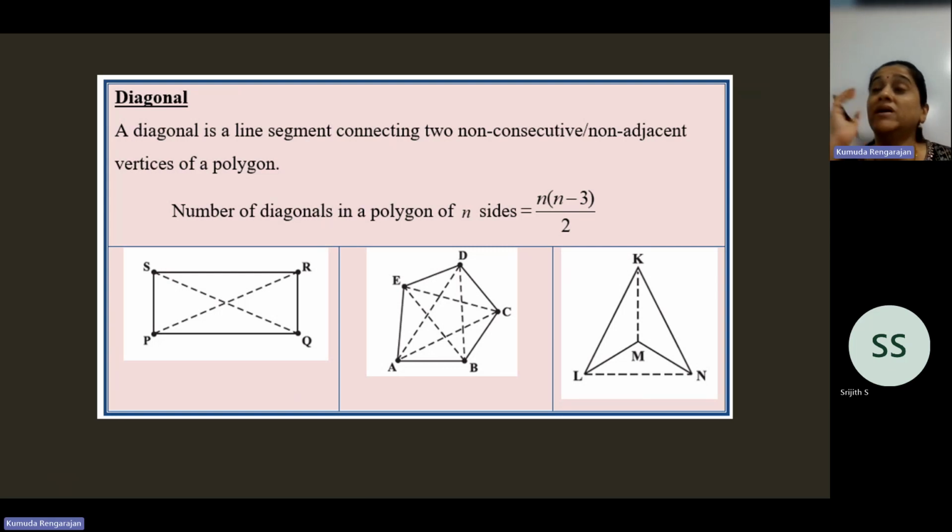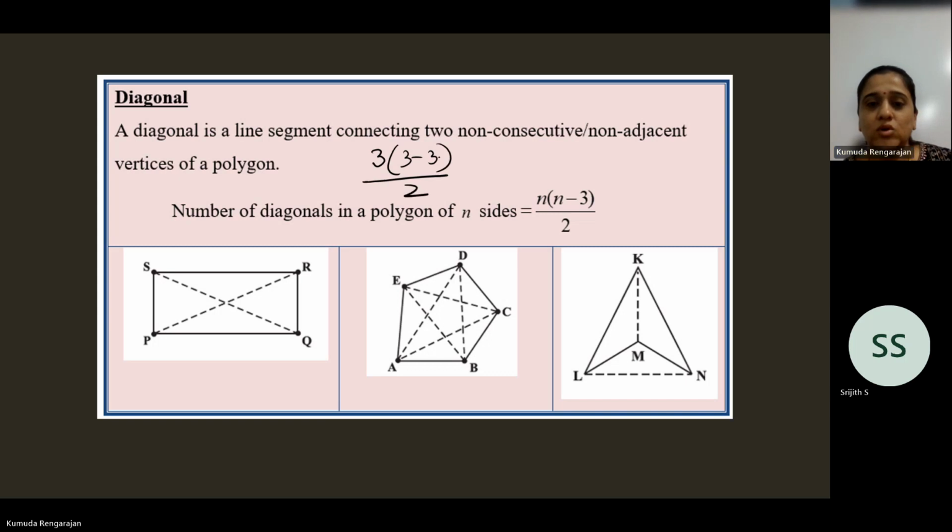Now, a triangle does not have diagonals. So how many sides does the triangle have? 3. 3 into 3 minus 3 by 2. So that is 3 into, what is 3 minus 3? 0. 3 into 0 is 0. 0 by 2 is 0. So a triangle has no diagonals.